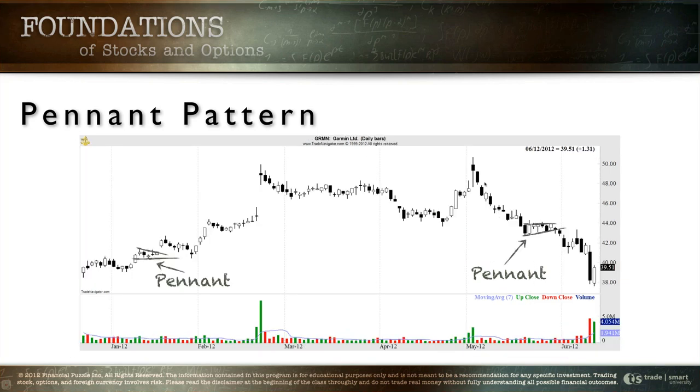All right, let's take a look at this particular pennant over here. I've got a bullish one and a bearish one on the same chart. This is for Garmin. Notice this little pennant right in through here.